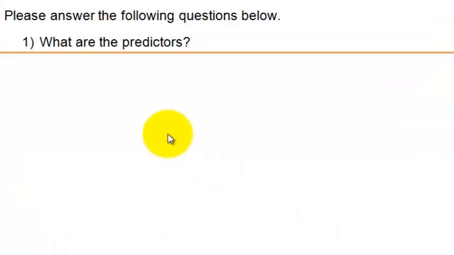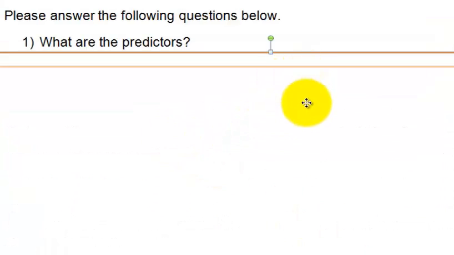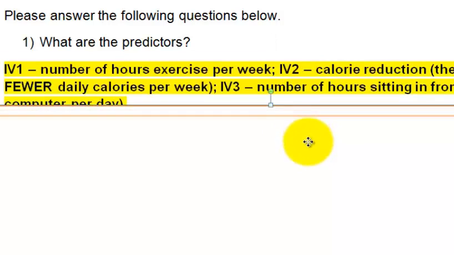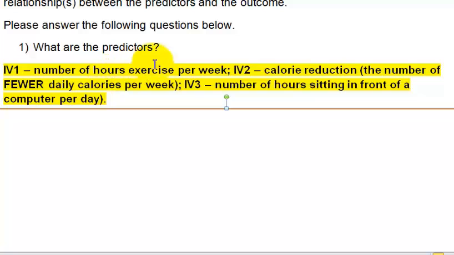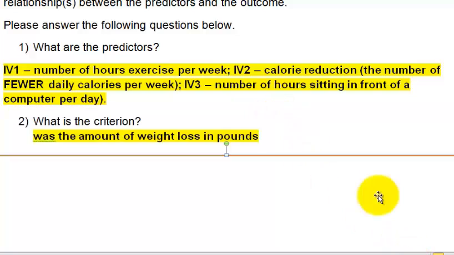Question 1, what are the predictors? That's pretty basic. I tell you right up at the top. The predictors are the number of hours of exercise per week, calorie reduction per week, and the last one is the number of hours a person sits in front of a computer all day. So those are our IVs. And the criterion, that's our DV, is the amount of weight loss in pounds.